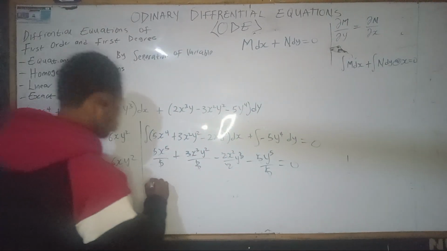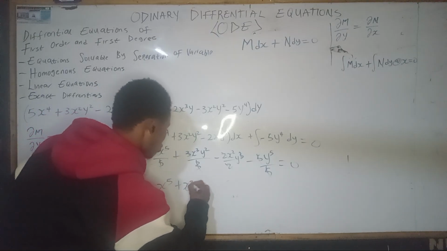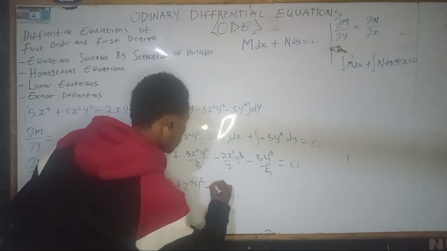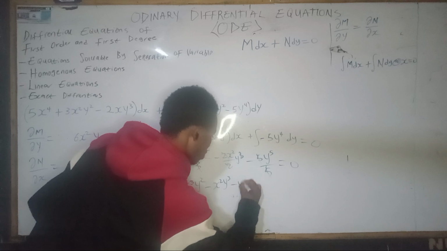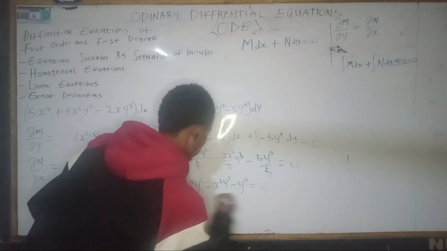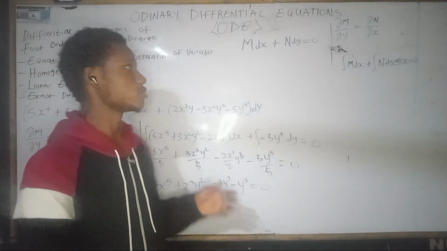Our final answer here is going to be x raised to power 5 plus x cubed y squared minus x squared y cubed minus y to the power 5 is equal to 0. So now this is our final answer, and that is how to solve an exact differential.